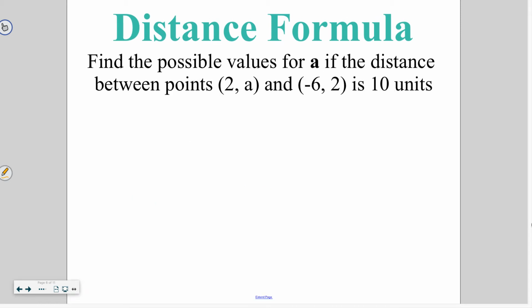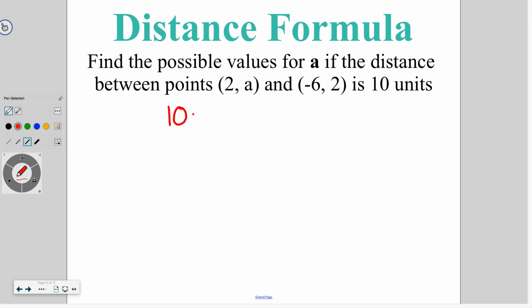The next thing we are going to look at is using the distance formula to find a missing value in an ordered pair. So if we're looking at this problem, we've got (2, a). We're going to use the distance formula to help us find that value. So we already know our distance is 10 units, so I'm going to plug in 10 for d.